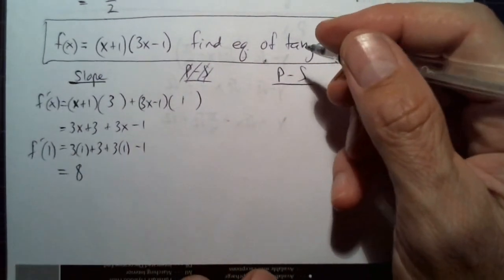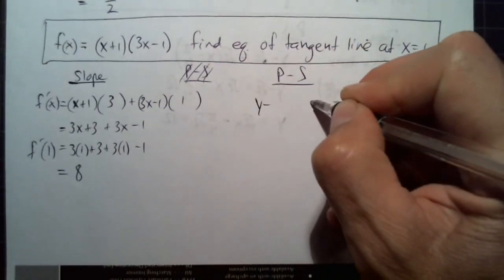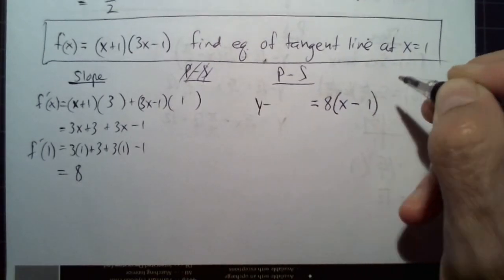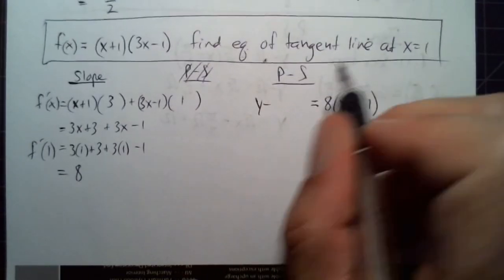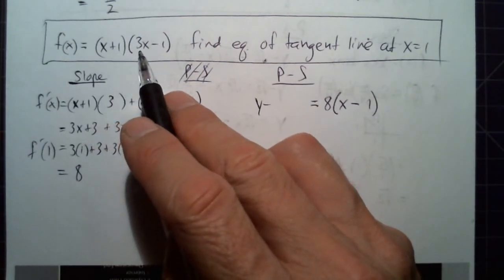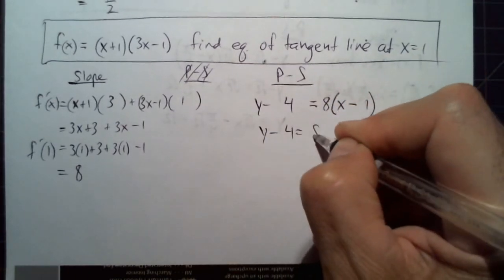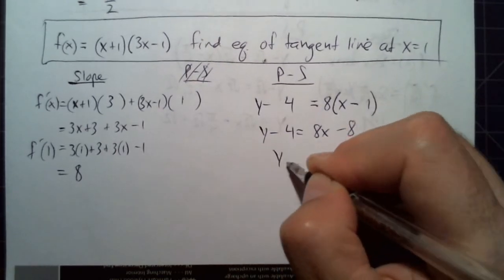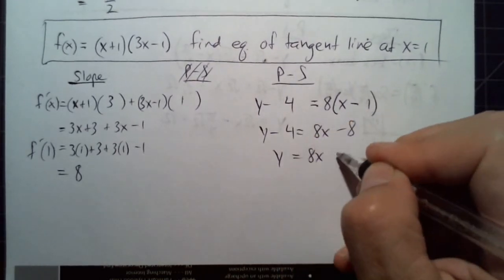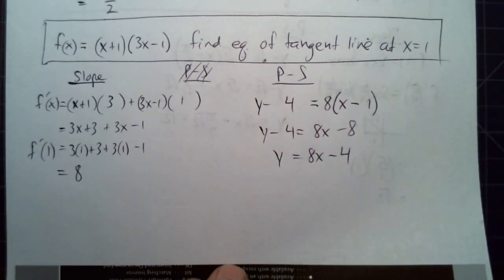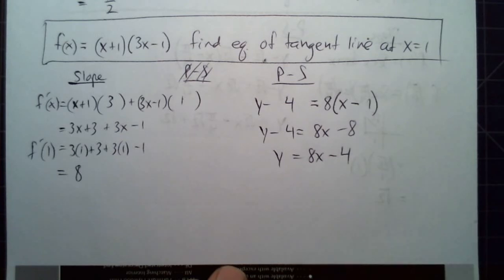Then point slope will be y minus y, m, x minus x. The y value at 1: if you put a 1 there you get a 2, put a 1 there you get a 2, so 2 times 2 is 4. And we're going to add 4, so that's 8x minus 4. And we can stop there.